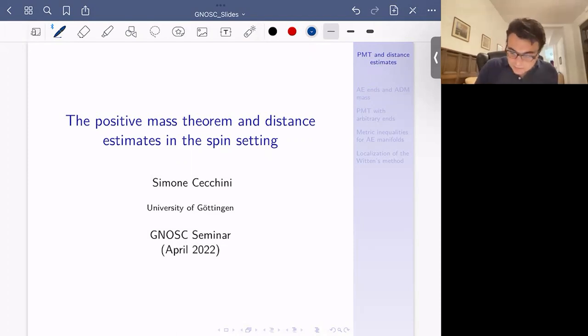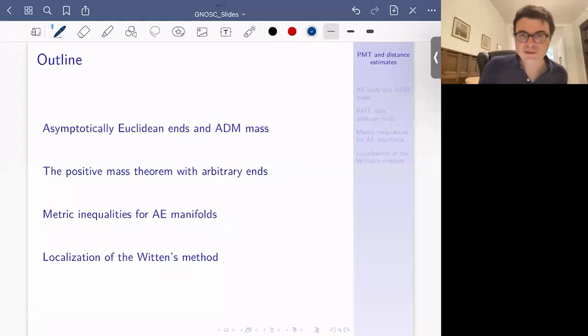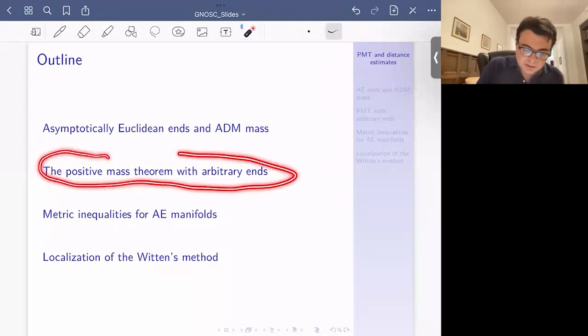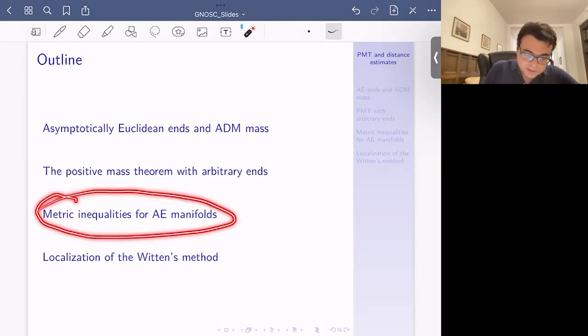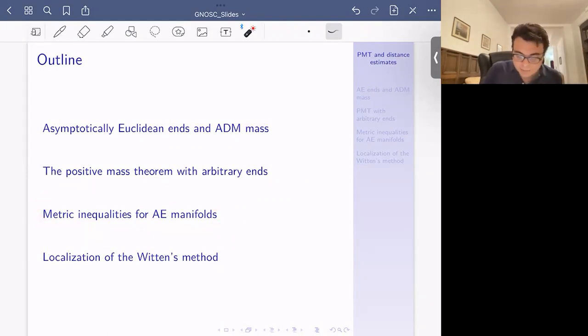So today I'm going to talk about some distance estimates for asymptotically Euclidean manifolds. In the first part, I will just recall some basic definitions, and then in the second part, I will state some questions that are going to serve as a guide for our talk. In the third part, I will state our main results, and then finally in the fourth part, I will sketch some of the ideas that we used for proving our estimates.